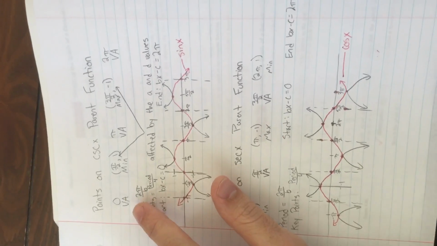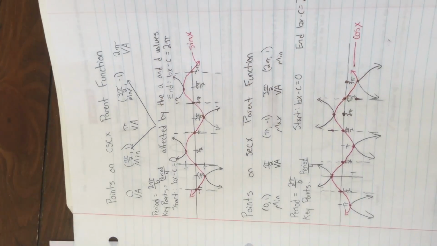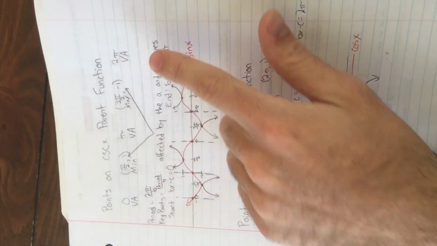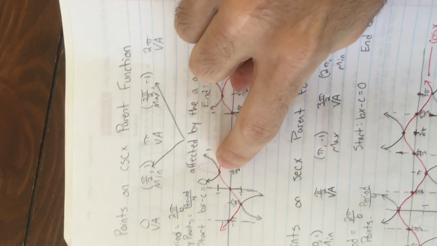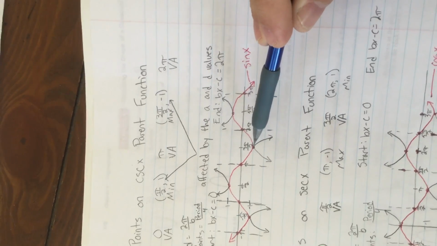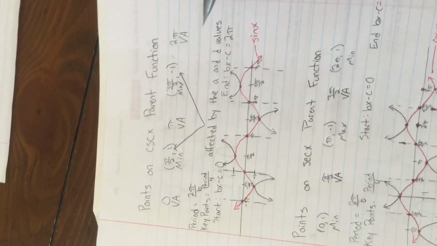Our 5 key points for the cosecant graph, our endpoints are going to be both vertical asymptotes with another one in the middle. Okay. And then I put these other points as min and max. You can see here I called this one a min because it's a relative min. Everything else goes above that. And I called this one a max because everything else goes below that.